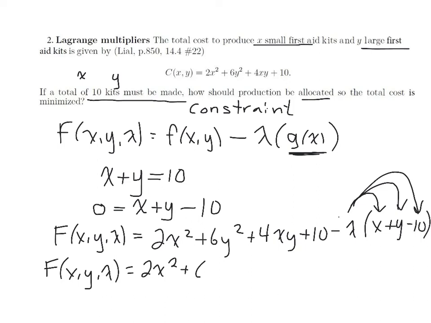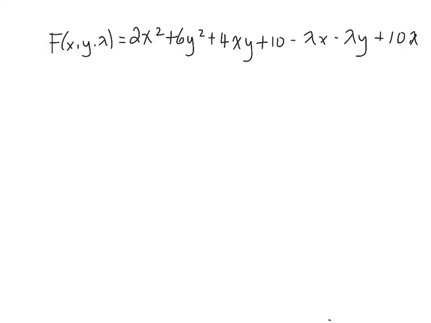It looks like we're repeating a lot of steps, but we have to be organized in how we do this in order not to make silly mistakes. Minus lambda x minus lambda y plus 10 lambda. Following the same methods that we used to find derivatives of multivariable functions in past examples, we're going to do the same with this Lagrange function.